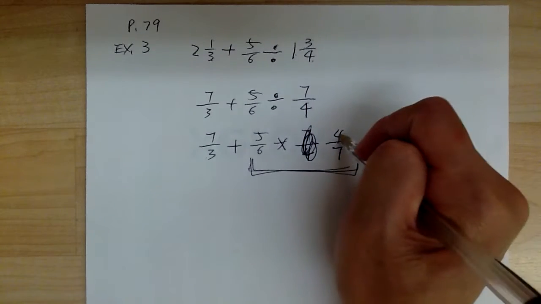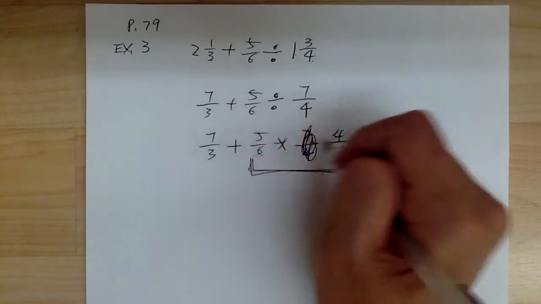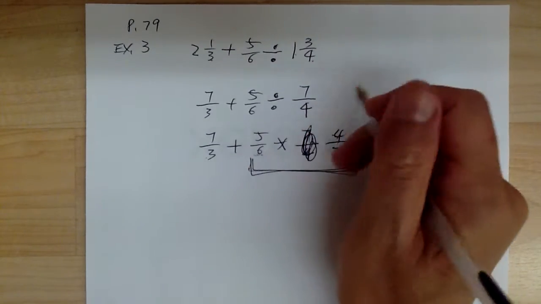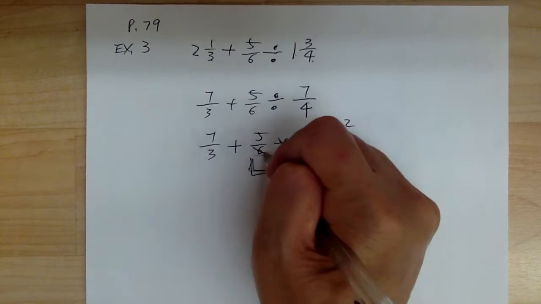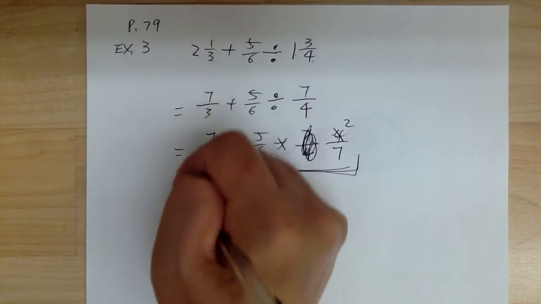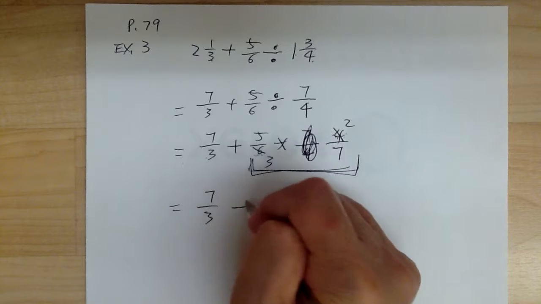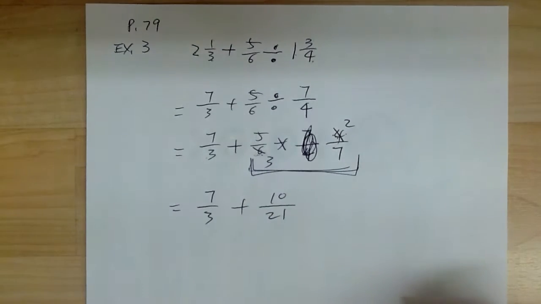So this one, 4 and 6, you can go and reduce. Both are even, so you can divide by 2. Divide by 2, you get 2. Divide by 2, you get 3. So this becomes 7/3 plus 10/21.